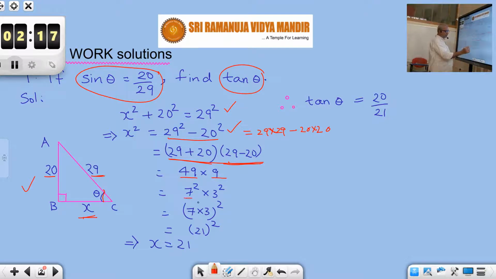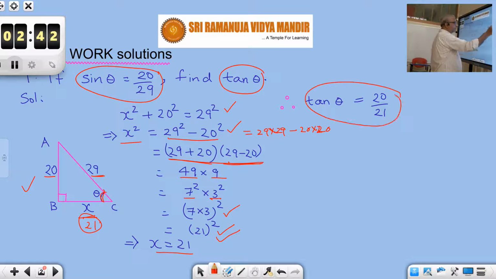49 can be written as 7 square, 9 can be written as 3 square. So 7 into 3 whole square, that is 21 whole square. So x square is equal to 21 whole square means x is equal to 21. So we will put adjacent side here 21. Therefore tan theta is equal to opposite side by adjacent side. So tan theta is equal to 20 by 21.